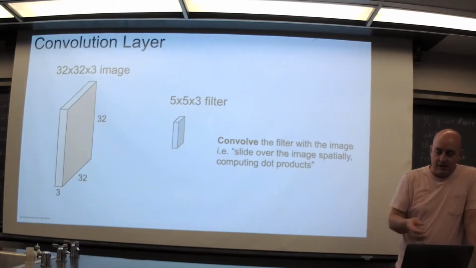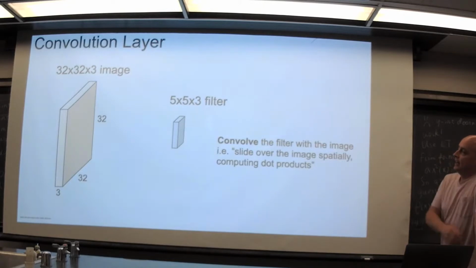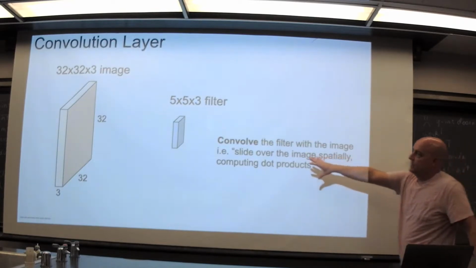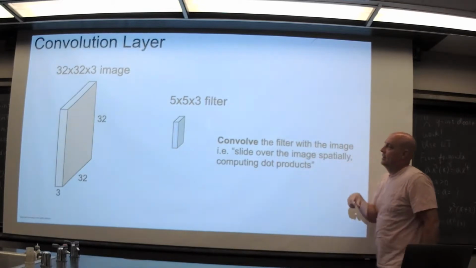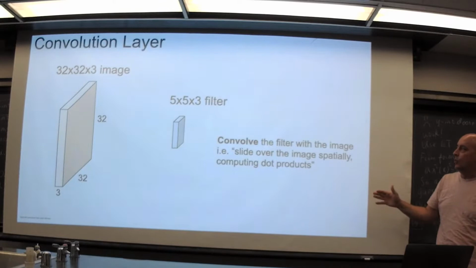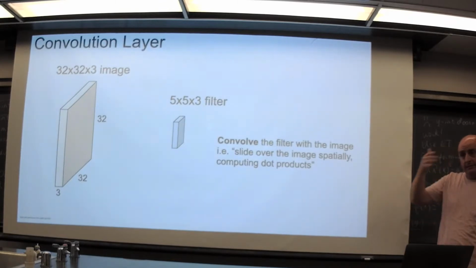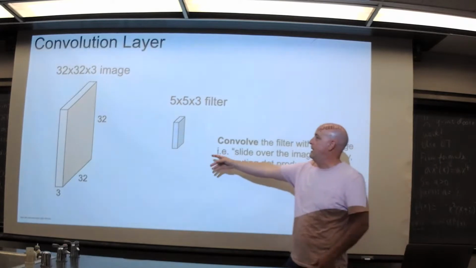But it could be 3 by 3, it could be 7 by 7, it could be 11 by 11. Remember, the larger that filter gets, the more this starts to look like a fully connected layer. And the smaller this gets, the more it looks like something quite different, like a convolutional layer. In fact, it's very common these days to have many 1 by 1 filters as well.